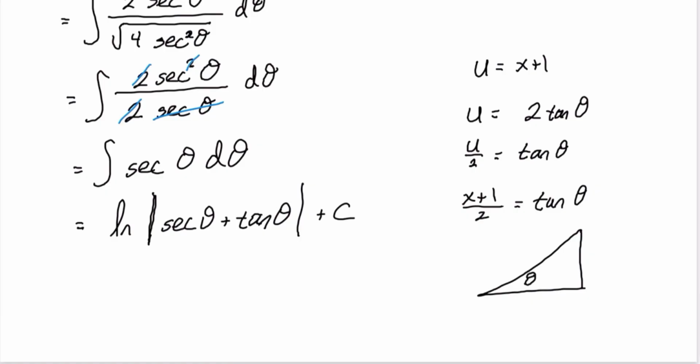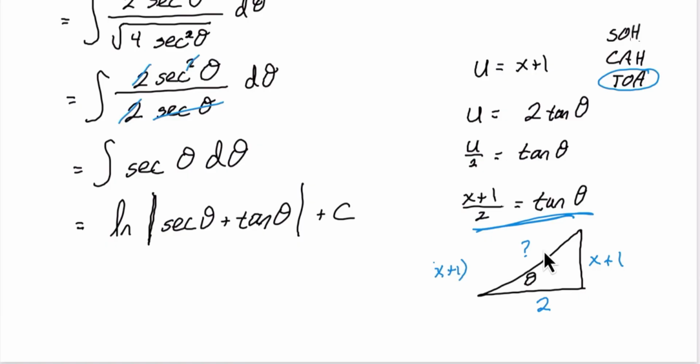We can now use that to help us set up the triangle. Theta is here, and again, trig class, SOHCAHTOA. Tangent, remember, is opposite over adjacent. So if we're looking at angle theta, the opposite side would be x plus 1. The adjacent side would then be 2. We need to then find this hypotenuse. We can then use the Pythagorean theorem to find that missing side, the hypotenuse. That is the square root of x plus 1 squared plus 2 squared, which is 4. This is our hypotenuse.